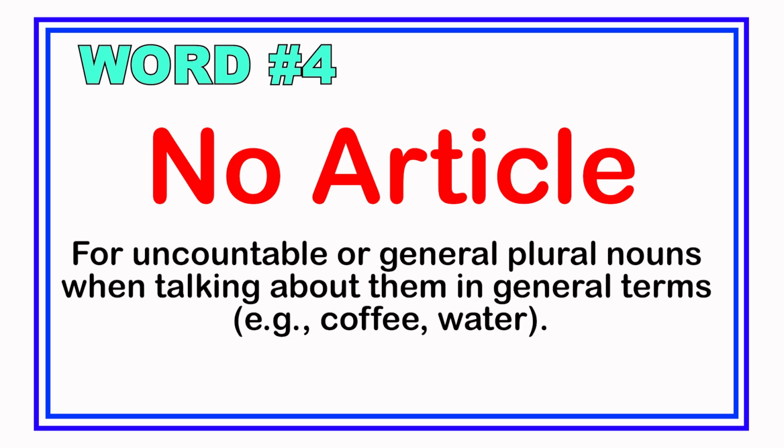Number 4, use no article for uncountable or general plural nouns when talking about them in general terms. For example, coffee and water. All right, so if we're only talking about them in general, not specifically, please use no article.